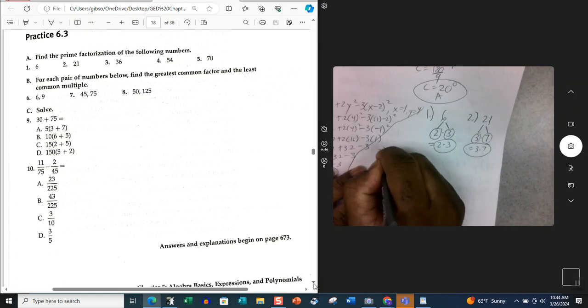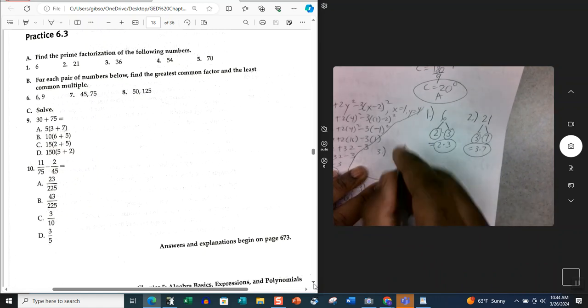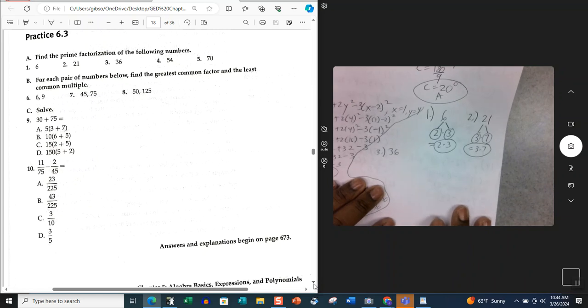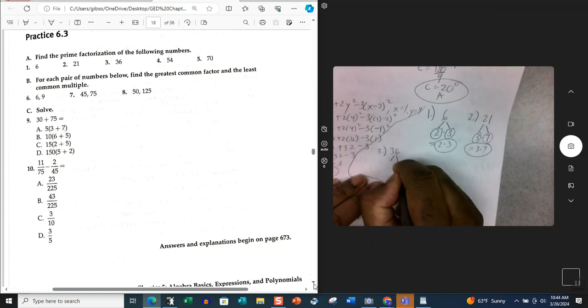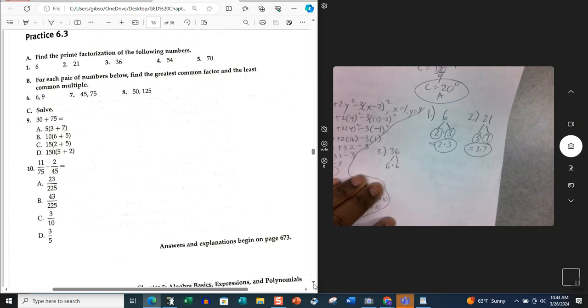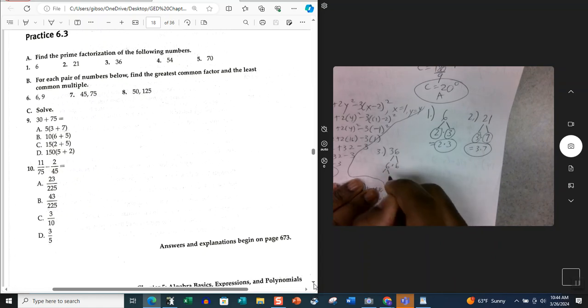Okay, number 3. Number 3 is 36. Now we need to break 36 up. Now we could do this. We could say 6 times 6 is 36. Now we know 6 is not prime because, like I told you before, the only even number that's prime is 2. So we could break up 6 to 2 times 3.